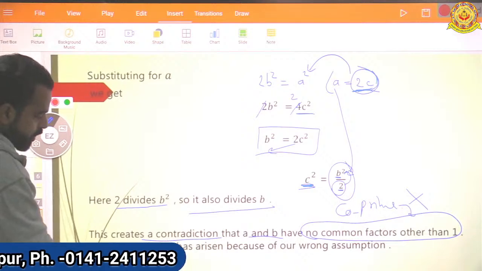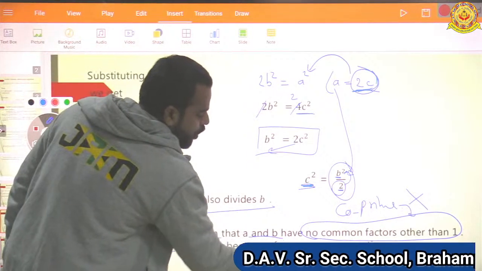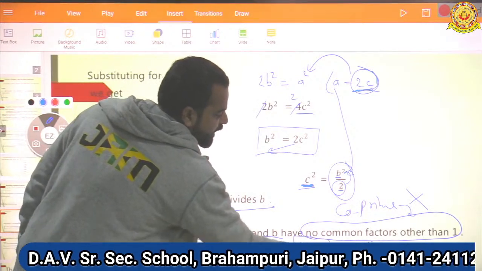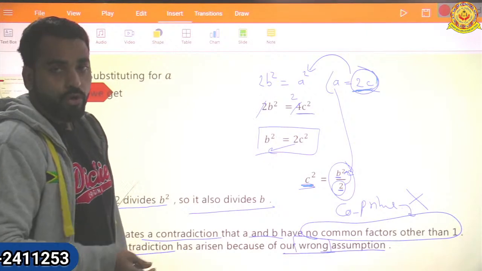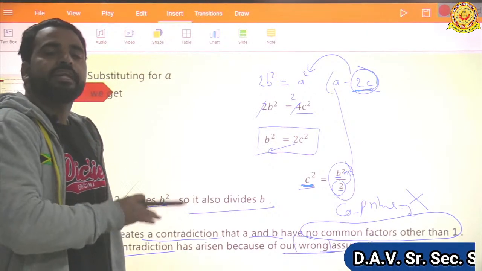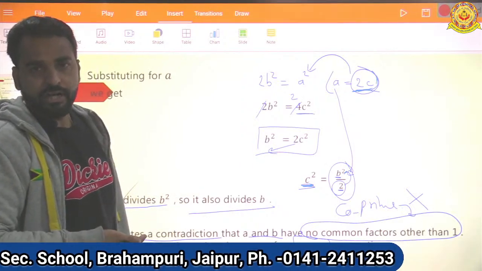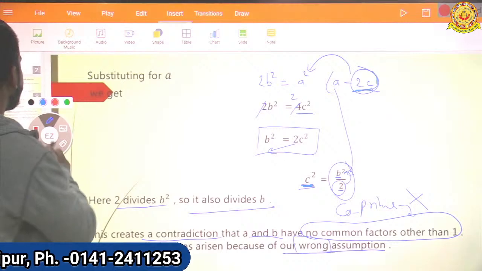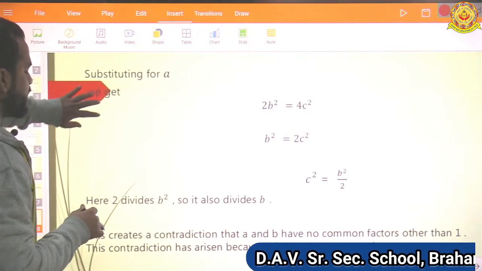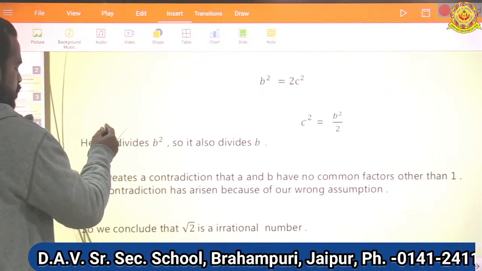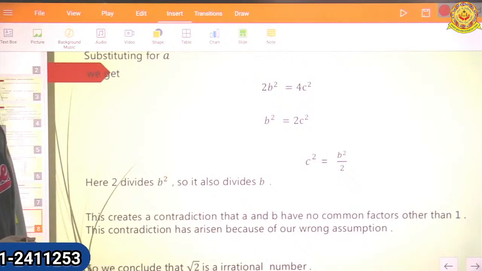So this contradiction has arisen because of our wrong assumption. So that means we assumed it wrong, because we took it as a rational number, which is actually not a rational number. So if anything is not a rational number, it is directly an irrational number. So that's what we proved here, that if a number is not a rational number, it will be an irrational number. So we conclude that under root 2 is an irrational number.